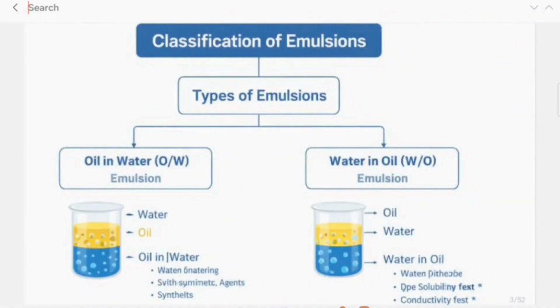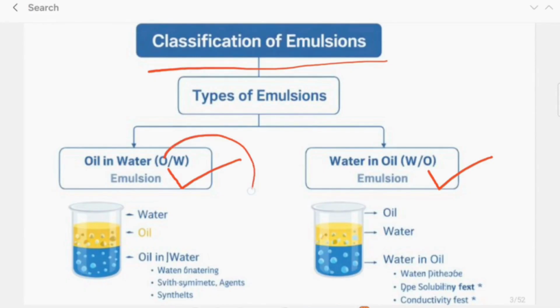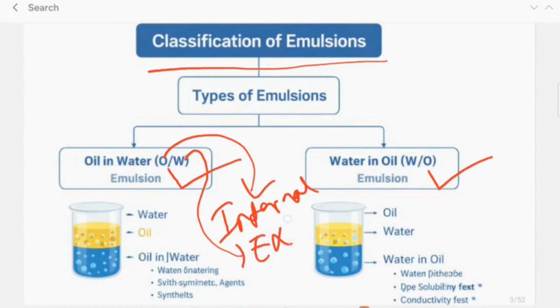Classification of emulsions. So basically there are two main types of emulsions. One is called oil in water type of emulsion and another one is called water in oil type of emulsion. So in this system, the oil is present in the internal phase and water is present in the external phase. Here, water is present in the internal phase and oil is present in the external phase.